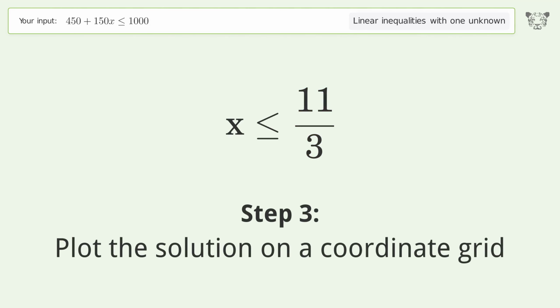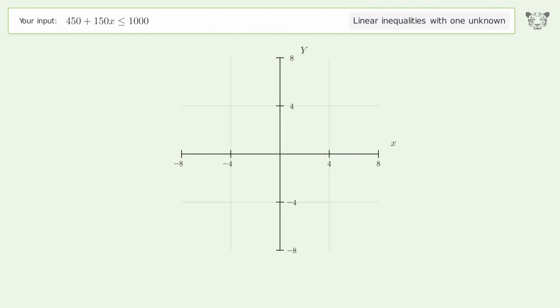Plot the solution on a coordinate grid. And so the final result is x equal or smaller than 11/3 equal or smaller than 32/3.